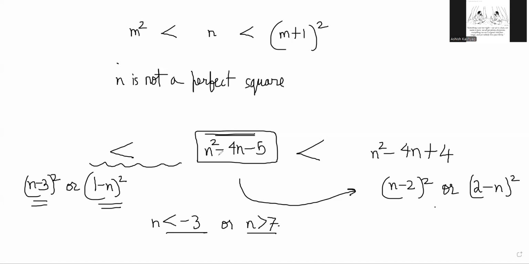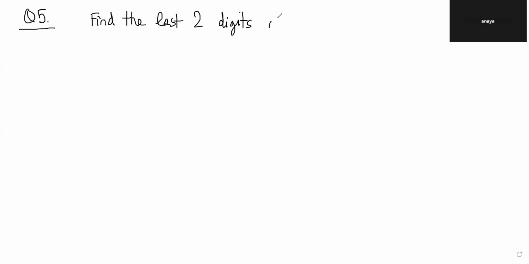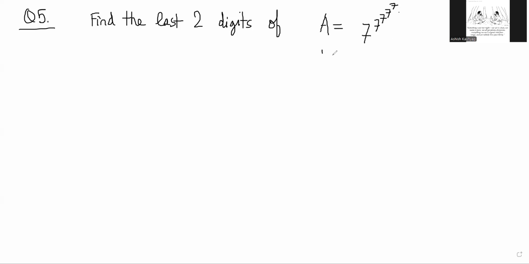Okay, fine. Now, the next problem is similar to the one problem that we did earlier, but now it is find the last 2 digits of A is equal to again the same number 7 power 7777, just like the previous time. We have to find the last 2 digits of this number. Earlier, we had to find the value of this mod 7, mod 12.